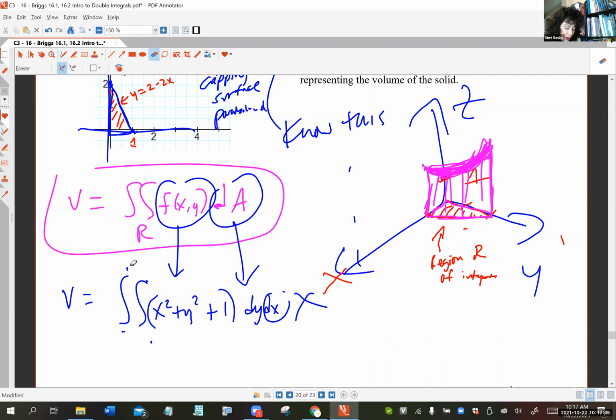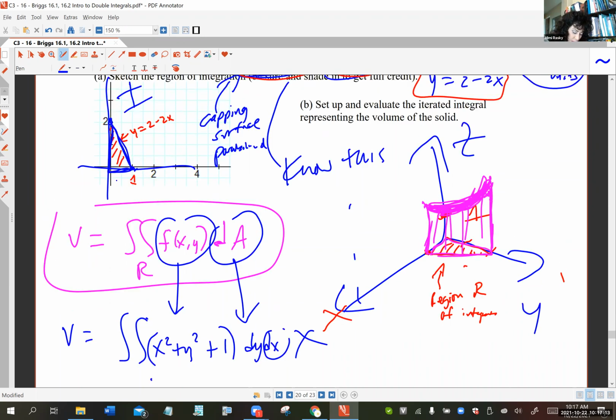Those limits always have to be constants. That is pure numbers. Not allowed to have variable outer integral limits. So what is x doing on this region? Well, look at the x-axis. It looks like it's swinging from 0 to 1. And that's exactly what you'll put for the limits on the integral.